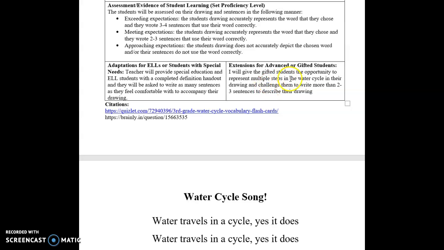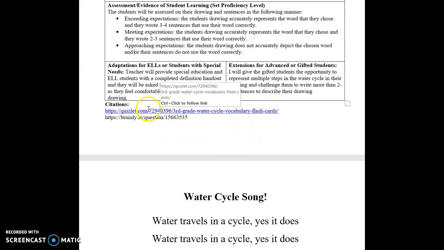For extensions for advanced or gifted students, I would give them the opportunity to represent multiple steps in the water cycle. If they wanted to draw the entire water cycle, they could, or if they wanted to draw runoff and collection, and then describe their drawing with many sentences to really show me how the two things they've drawn work together or interact in the cycle.